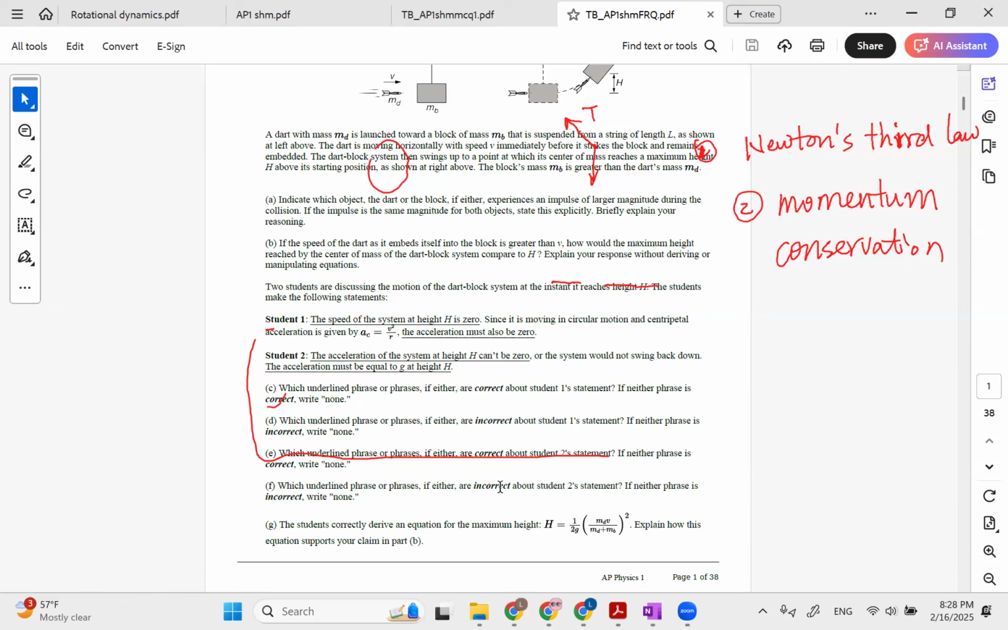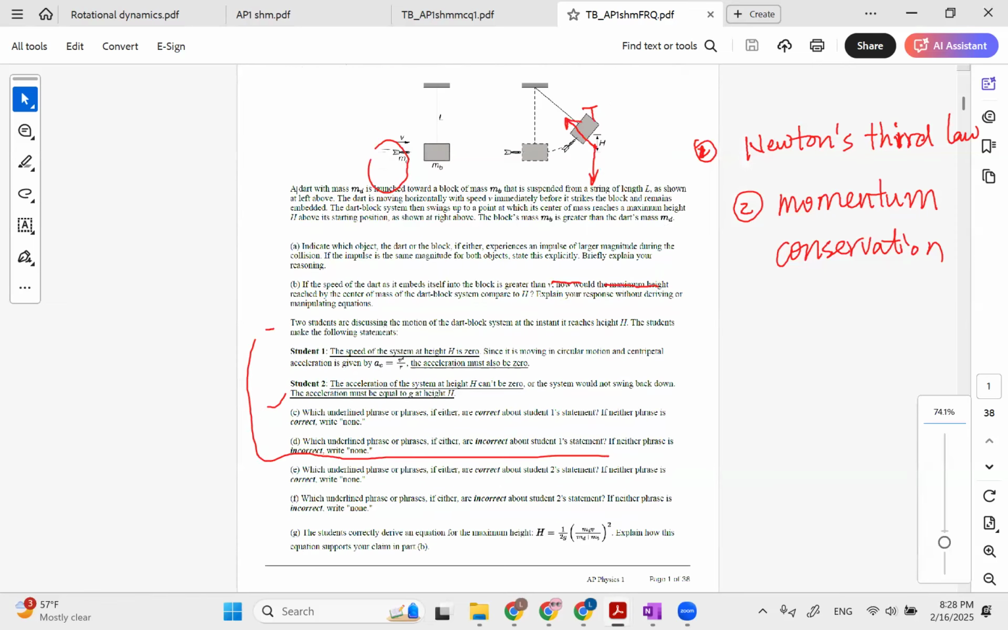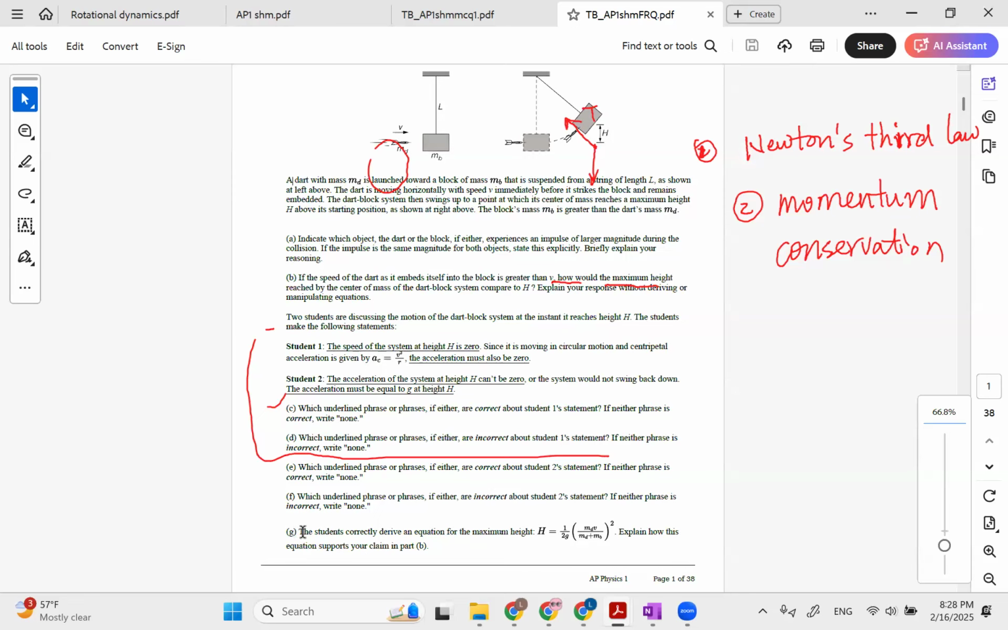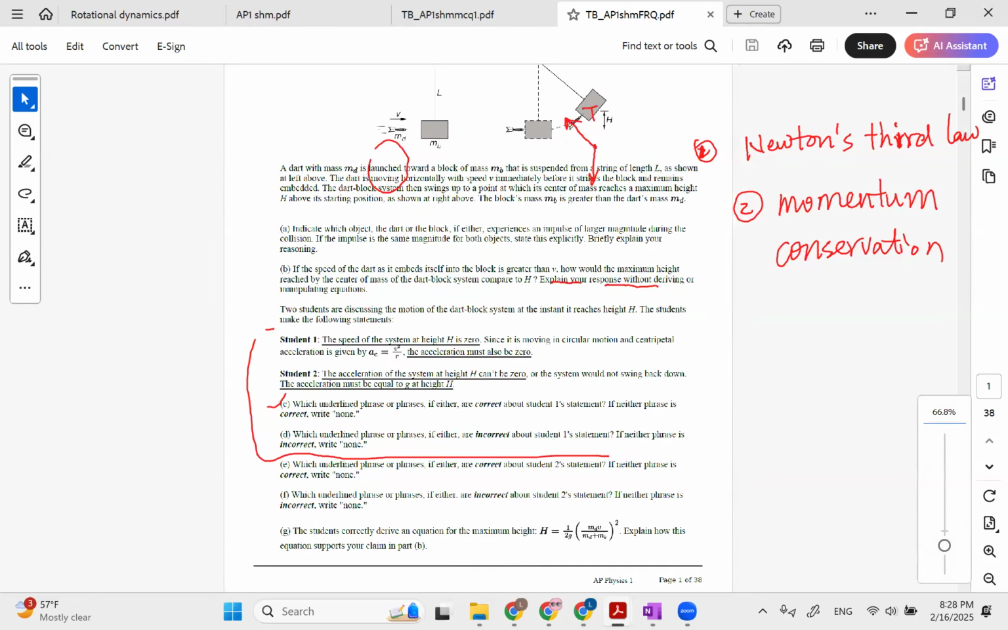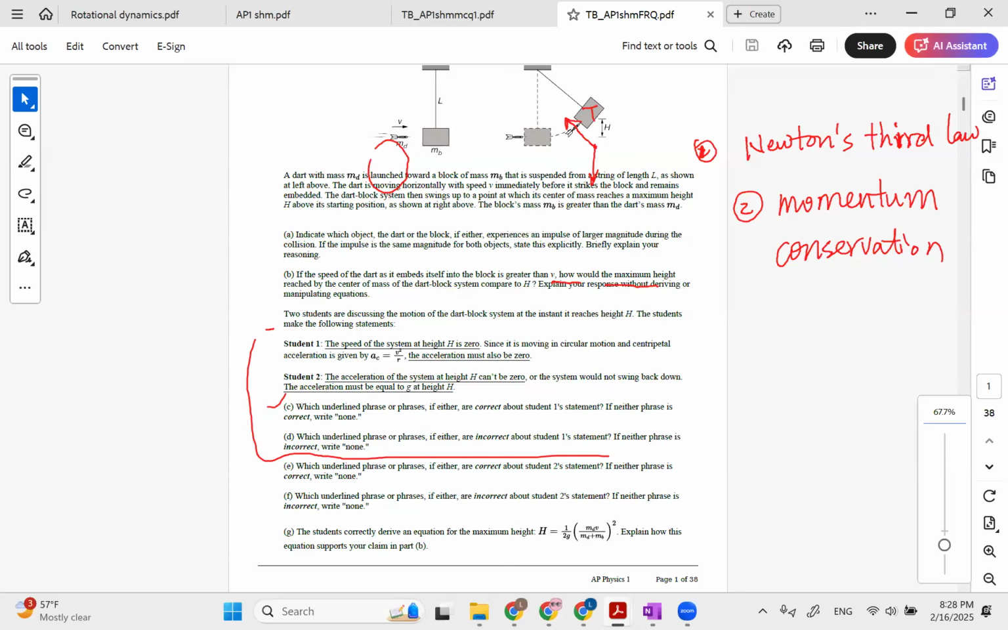Okay. And then now let's look at G. G, Brandon. Oh, you want me to read it? Yeah. The students correctly derive an equation for the maximum height. h equals 1 over 2g times m_d v over m_d plus m_b, squared. Explain how this equation supports your claim in part B. So how do you answer G?